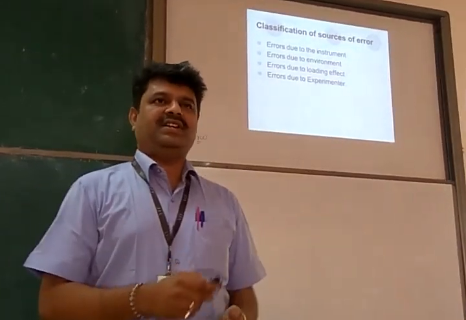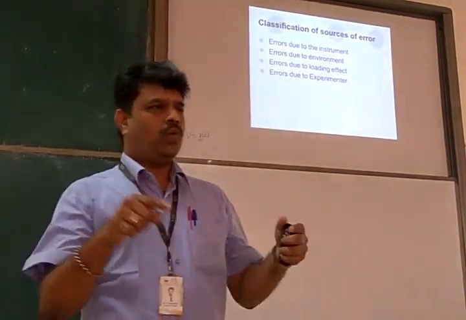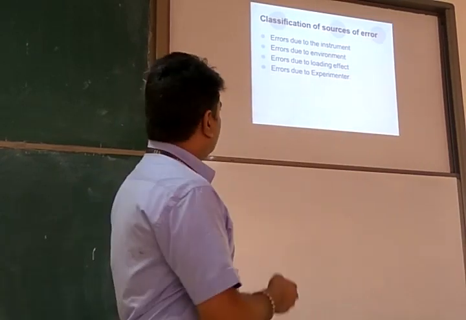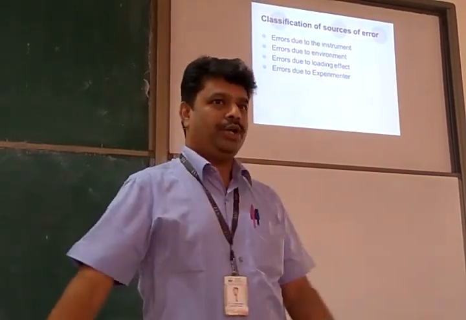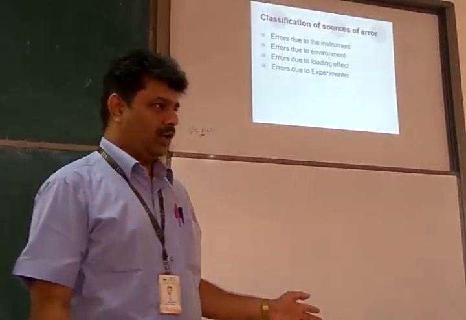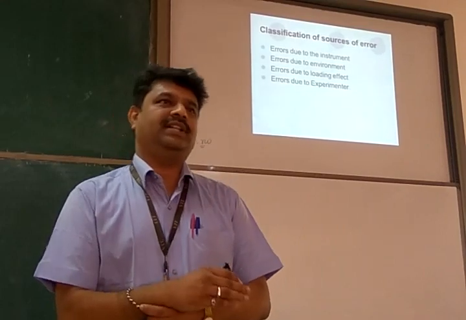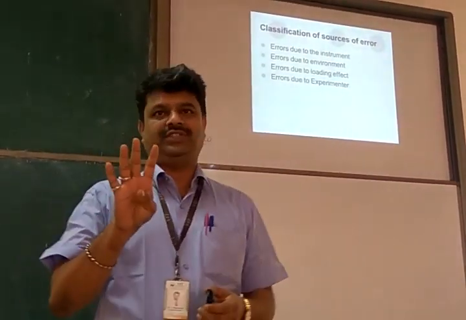The classification of errors comes like this. The error can come from only 4 things: the instrument, the environment, what more is there? The observer, isn't it? And additionally, loading effect. I told you last class we will be talking more about the loading effect this class. So loading effect, we will be talking about the interaction between the parameter and the instrument. So only there are 4 things.